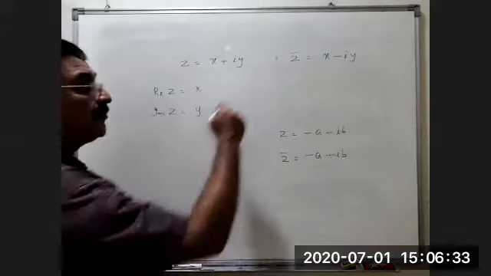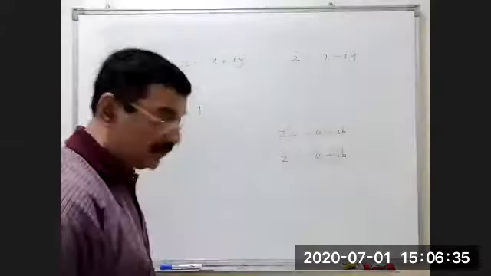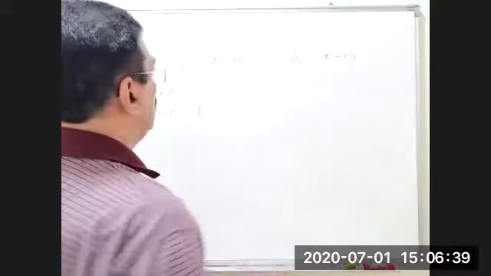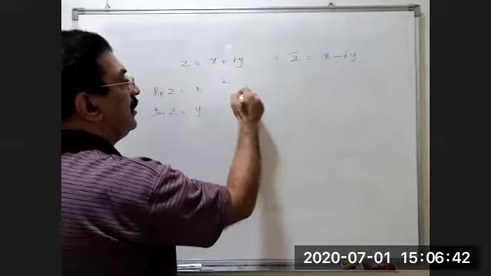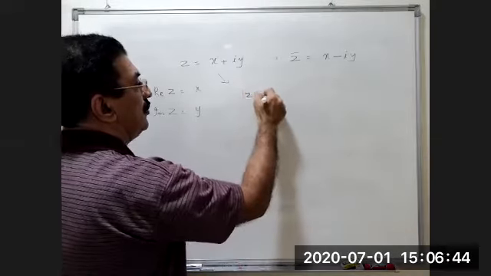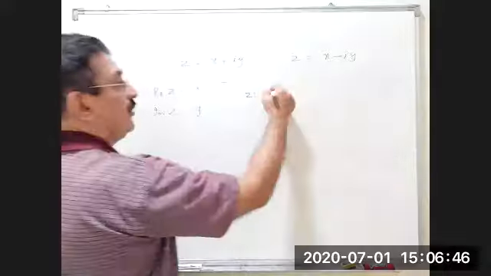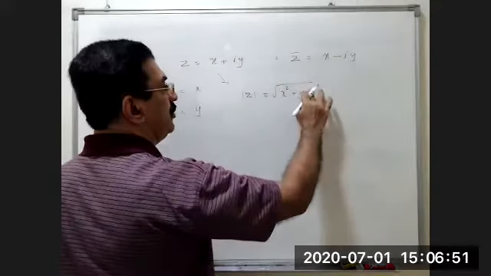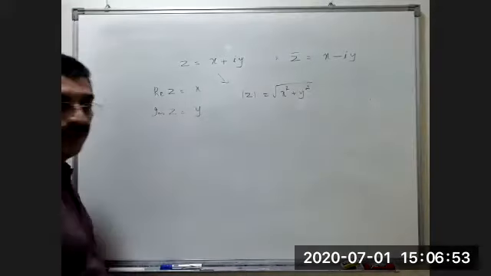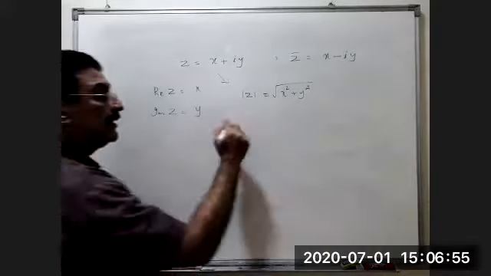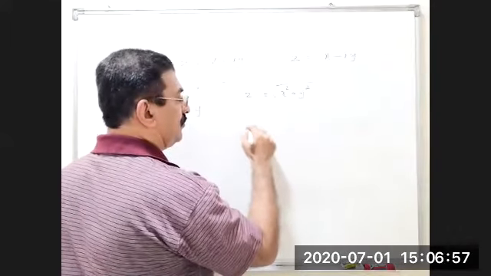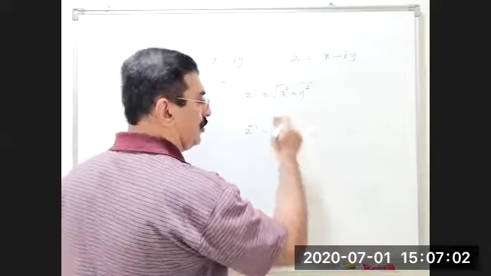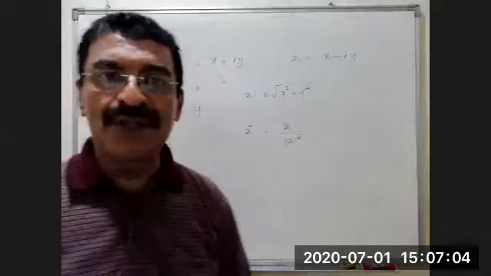Then modulus. If z is x plus iy, then we write this as modulus z. Modulus z is root of x square plus y square. This is modulus z. That also we discussed. Then z inverse. The multiplicative inverse is z bar by modulus z square. This also we discussed, and I think you got a question in your test as well.